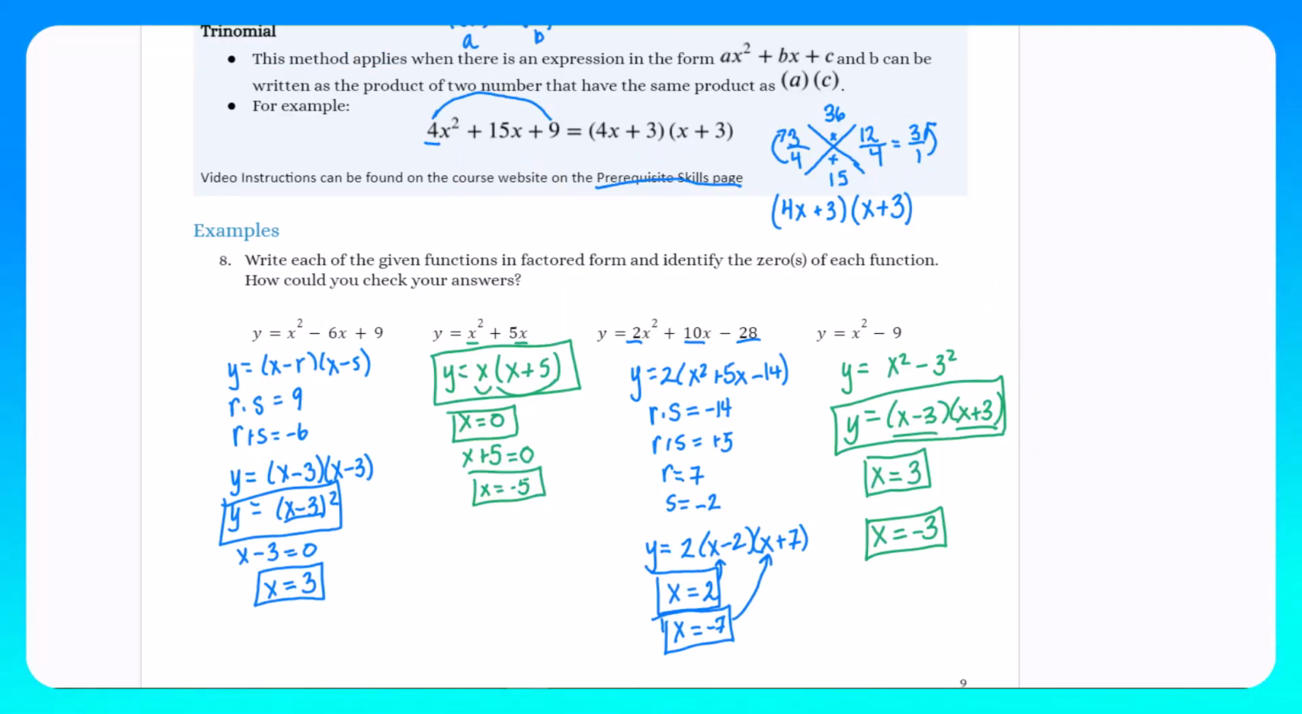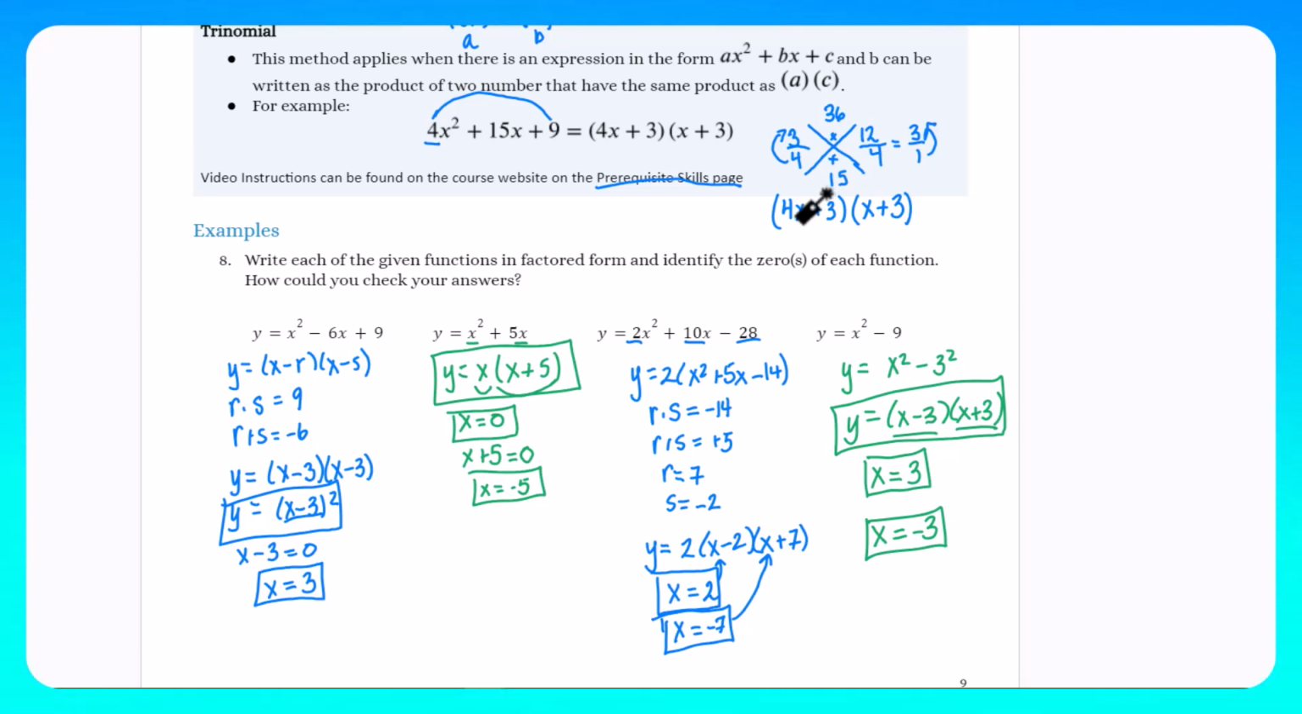Now for the trinomial factoring, there are many different methods. I use an X method, and that's described in the prerequisite skill page. This is kind of what it looks like. I won't go through this right now, but basically you're looking for 4 times 9 equals the number on the top part of the x. The b value equals the number on the bottom part of the x. We're looking for two numbers that multiply to make 36, but add to make 15.